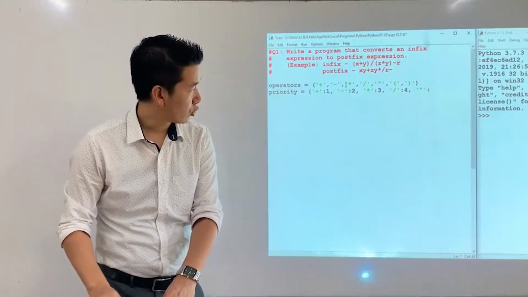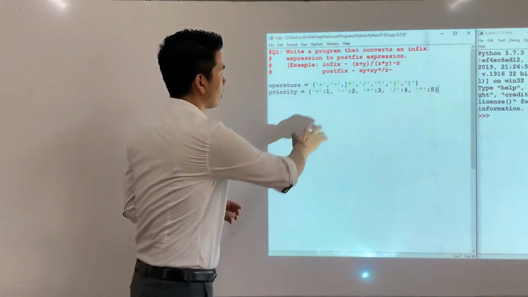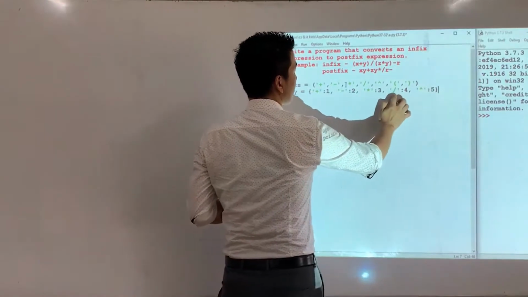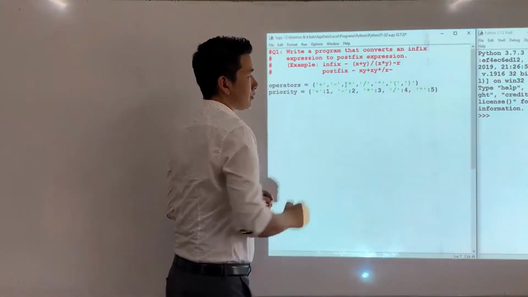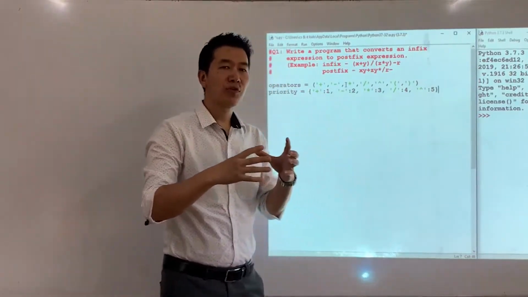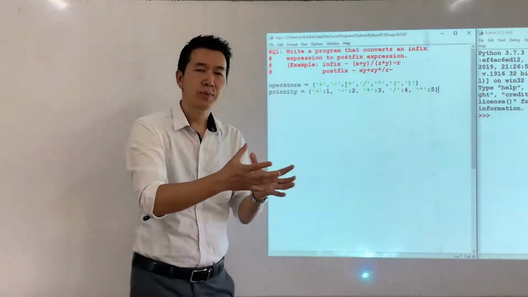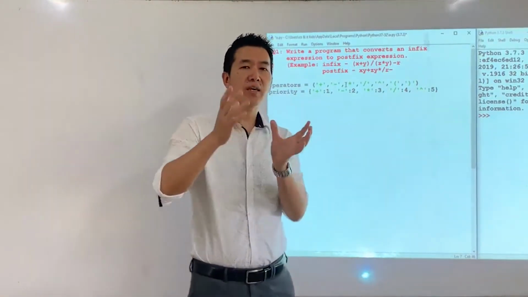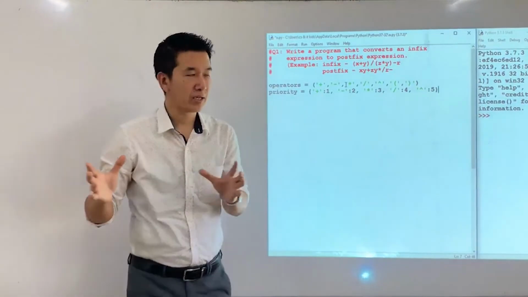Make sure that you come up with a correct definition, right? So these are the keys, and these are the corresponding values, right? Through this, I'll be able to figure out whether this incoming operator's precedence value is higher or lower than the ones which reside in the stack.